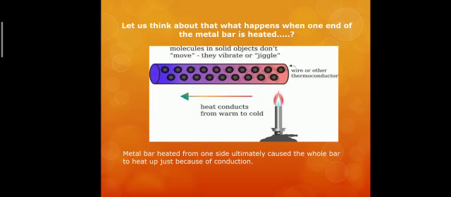And this is how heat is conducted from a warm end of the metal rod to a colder end of the metal rod. This is conduction. So we can say that heat is conducted from a warmer end to a colder one. Okay, so this process of heat transfer is called conduction.